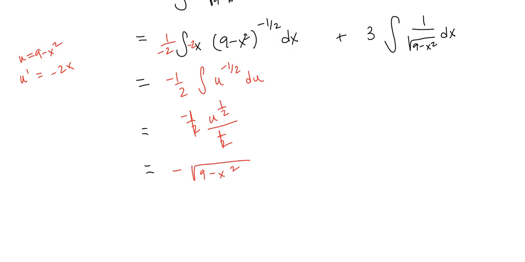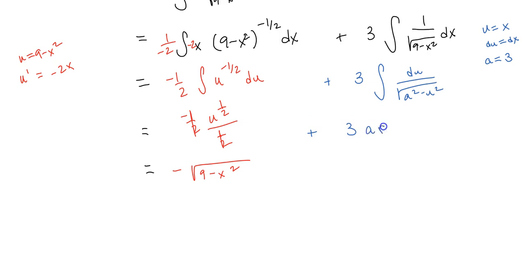Now on this other side, if I let u be equal to x, du would be dx, and if I let a be equal to 3, this is going to be 3 times the integral of du over the square root of a squared minus u squared, which is going to be 3 times the arcsine of u over a. This is all plus c.